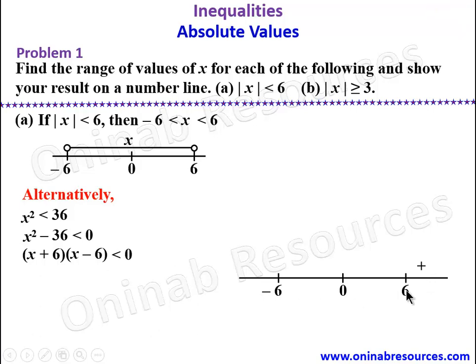Then from negative 6 to 6, we pick any value again, which is 0. This is going to give us 6 times negative 6, which will give us negative 36. So the value there is negative.